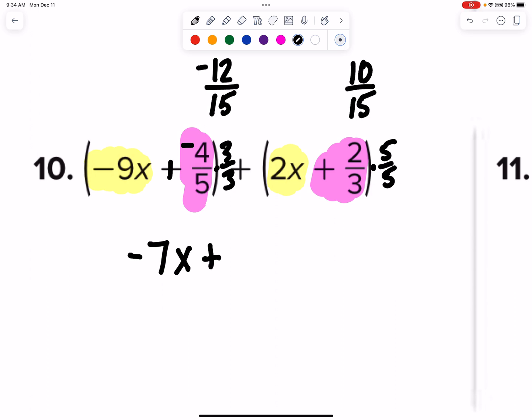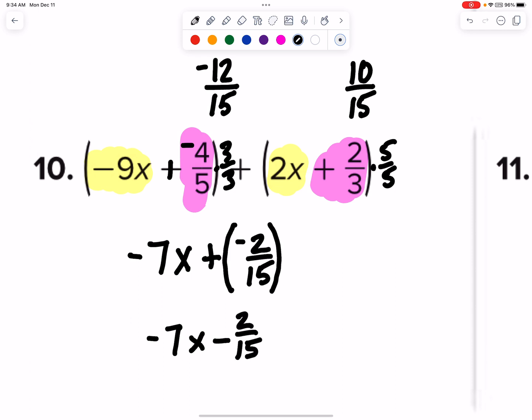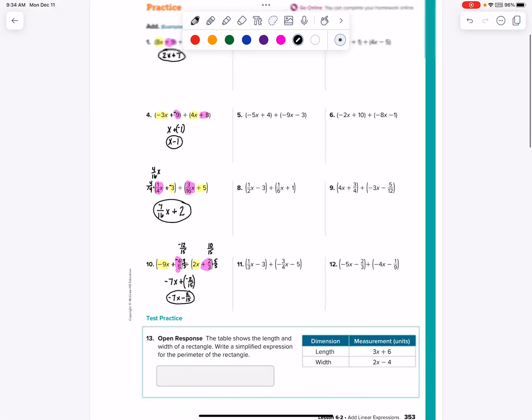Different sign subtract, and so we have -2/15. Remember, because of the adding a negative, you have to go back to just saying -2/15. Okay. And there's your final answer that is most simplified.